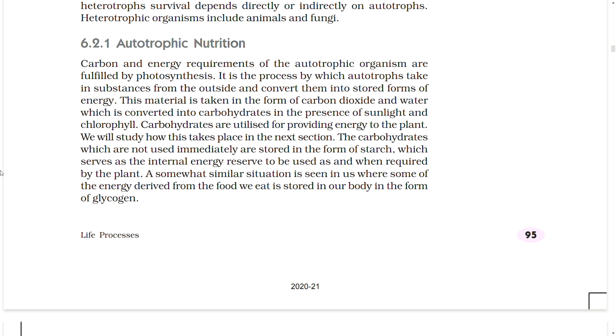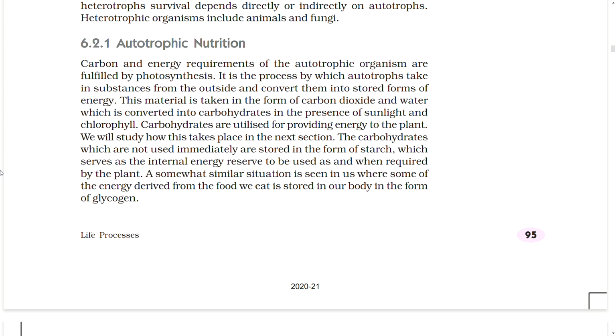Autotrophic nutrition. Carbon and energy requirements of the autotrophic organisms are fulfilled by photosynthesis. It is the process by which autotrophs take in substances from the outside and convert them into stored forms of energy. This material is taken in the form of carbon dioxide and water, which is converted into carbohydrates in the presence of sunlight and chlorophyll. Carbohydrates are utilized for providing energy to the plant. We will study how this takes place in the next section.